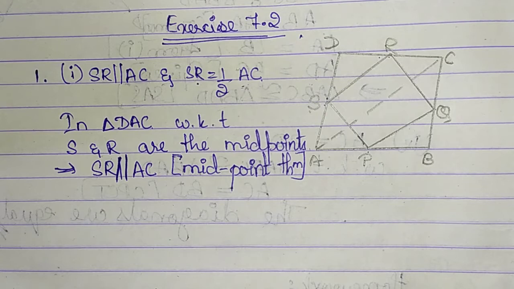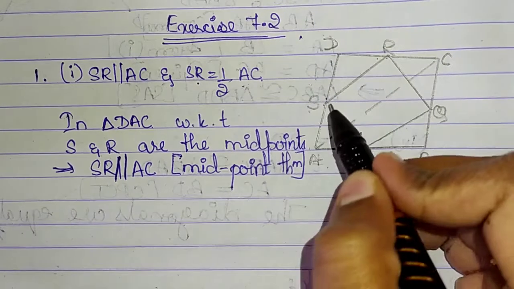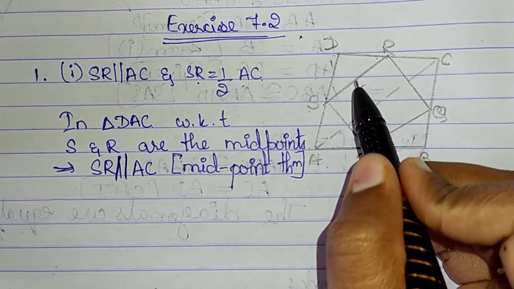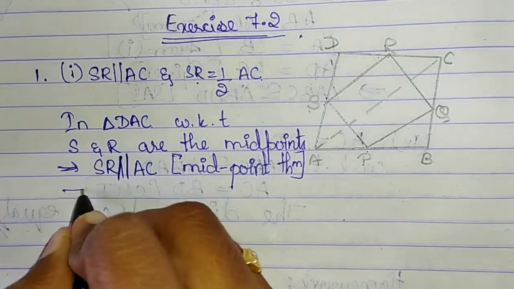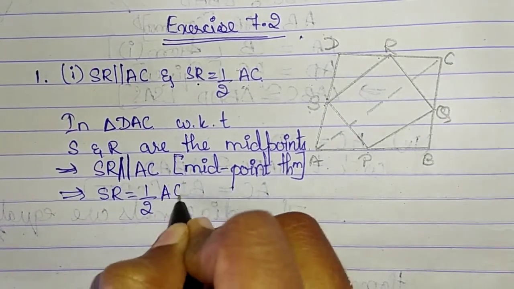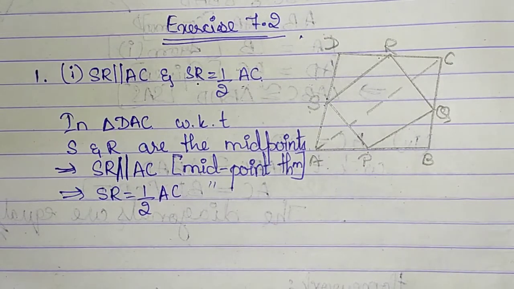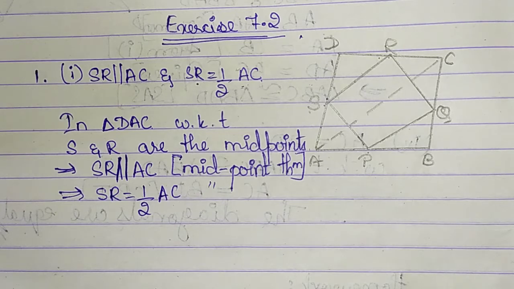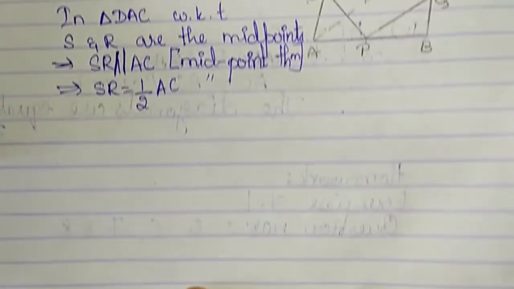Now we need to prove that SR is equal to half of AC. According to the midpoint theorem, this line segment is not just parallel to the third side, but also half of the third side. That implies SR is equal to half of AC, according to the same midpoint theorem once again. So the midpoint theorem says that the line segment joining the midpoints of two sides of a triangle is not just parallel to the third side, but also half of that third side. So this is the solution to the first sub question.